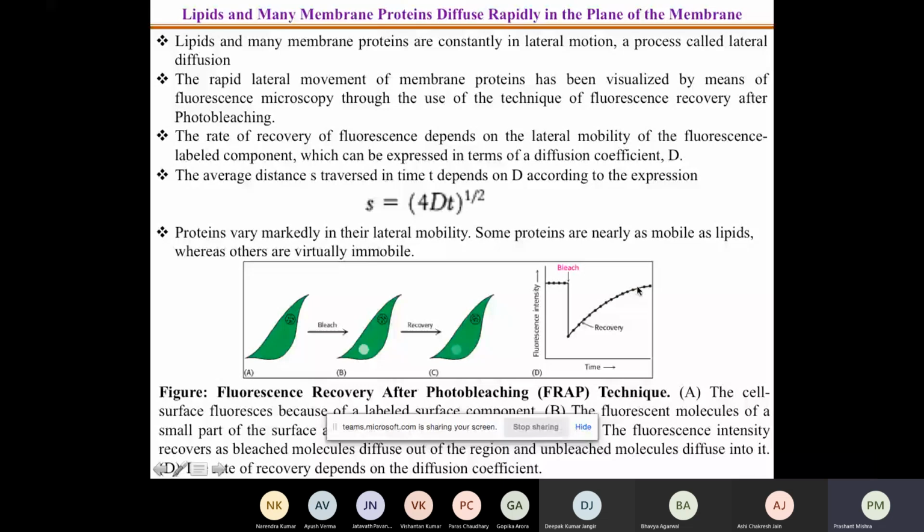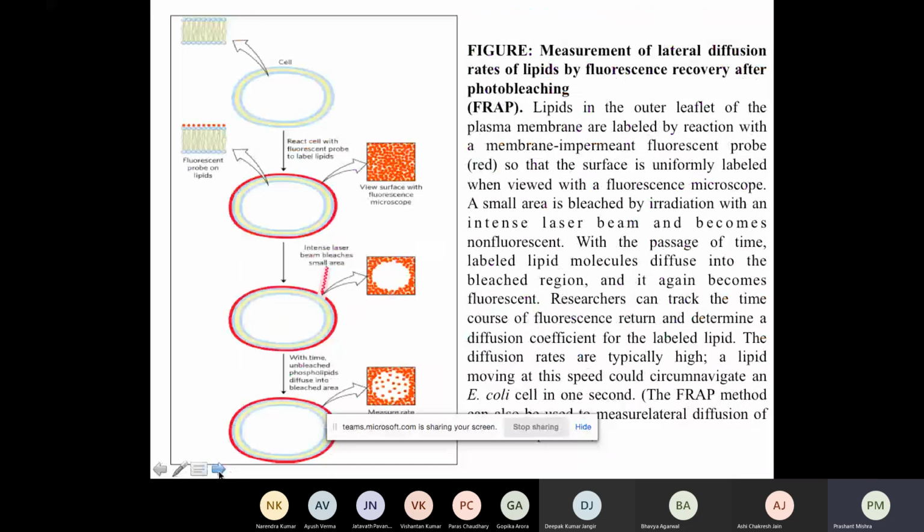Why is it so? Because membranes, they are not fluid. So if you want the recovery, you have to keep it at a temperature where the membrane lipid is making it fluid. So at what temperature do you think they should be fluid, or moderately fluid? The temperature at which the organism grows. So suppose your E. coli is growing at 37 degree or 30 degree, that is the optimal temperature for the fluidity of membrane.